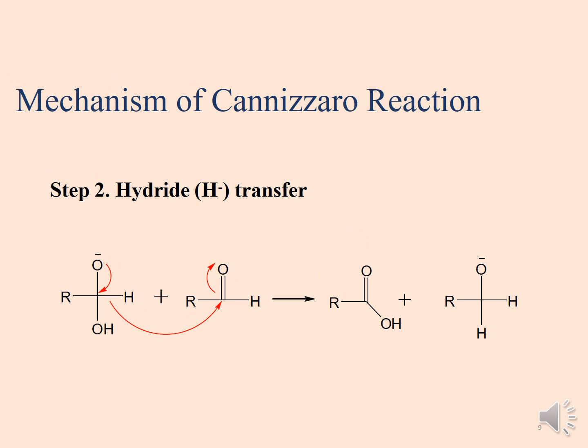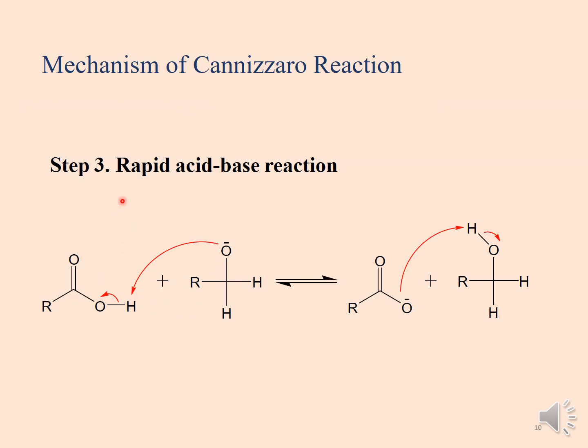Now in the second step there is a hydride transfer. In this, the electrons come down to form the double bond, and again there is an attack on the carbonyl carbon to give the acid and the secondary product. In the third step there is a rapid acid-base reaction forming the final product.